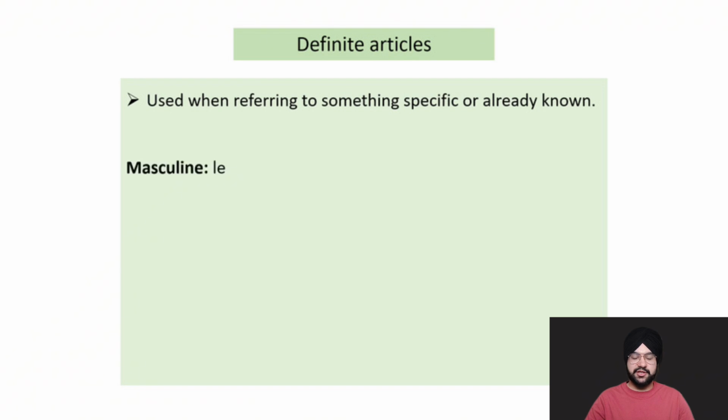When the noun is masculine, we use le, L-E. The pronunciation is le. For example, le garçon, which means the boy. So here we are talking about one specific person. Next is le café, which means the coffee.